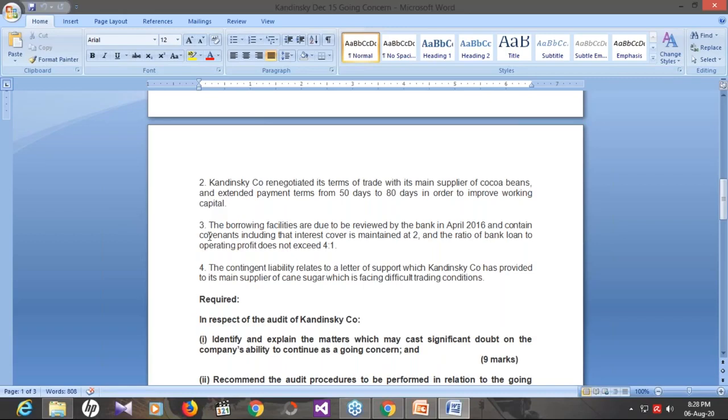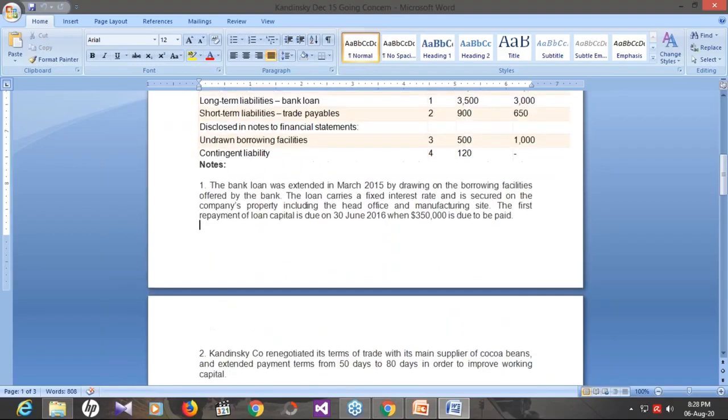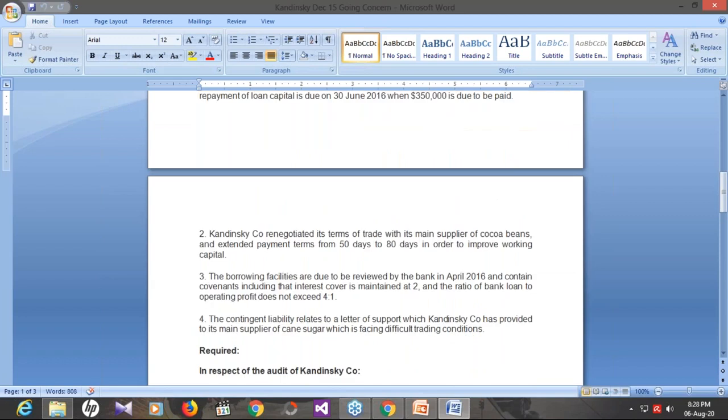As far as the covenants attached to these are concerned, that relates to note number 3, which is the undrawn borrowing facility.